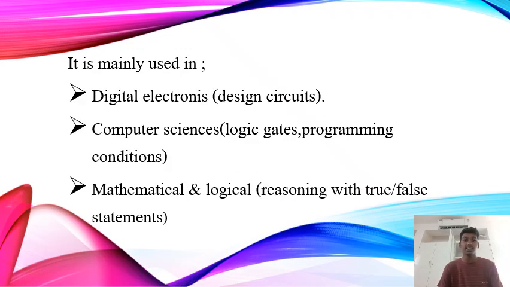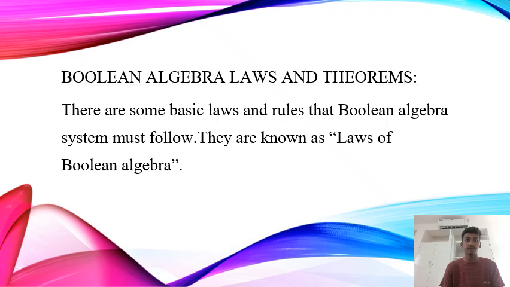It is mainly used in digital electronics, such as designing circuits. If you take any electronic component, it must be made up of circuits, and the circuits are made up of these Boolean algebra functions. Next, it is also used in computer science and logic gates. In programming conditions, we use these Boolean algebra functions, and also in mathematical and logical reasoning with true or false. These are the basic uses of Boolean algebra.